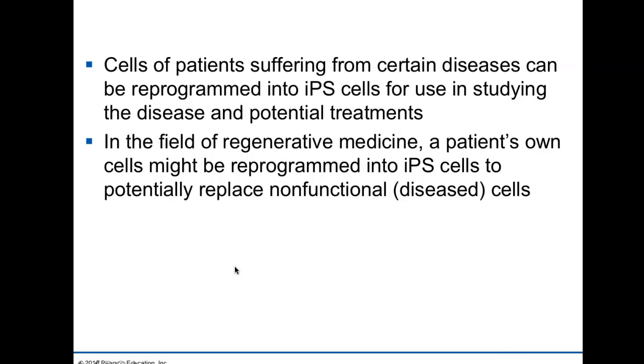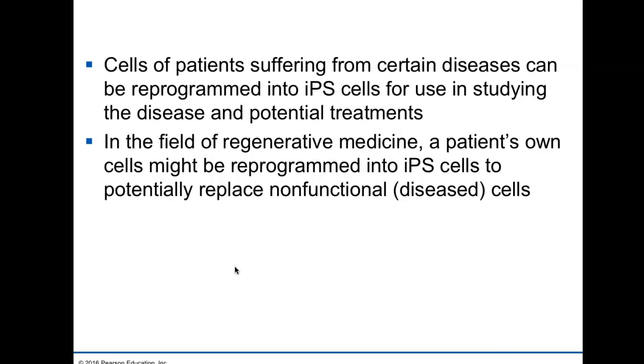And so cells of patients suffering from certain diseases can be reprogrammed into induced pluripotent stem cells for the use of studying the disease and for potential treatments. In the field of regenerative medicine, a patient's own cells might be reprogrammed into induced pluripotent stem cells to replace non-functional or diseased cells. So I will tell you which diseases this is being used for. It's being used for diabetes, and it's also being used for eye diseases, to replace cells of the retina.